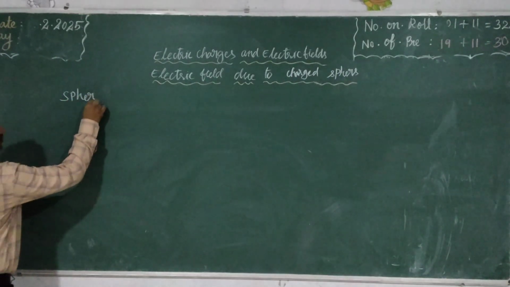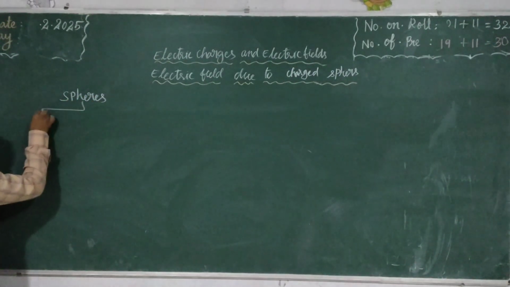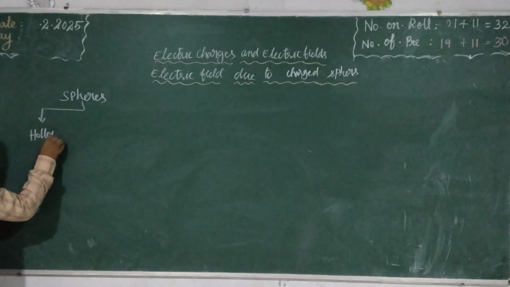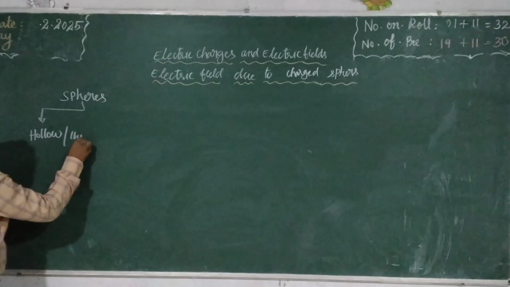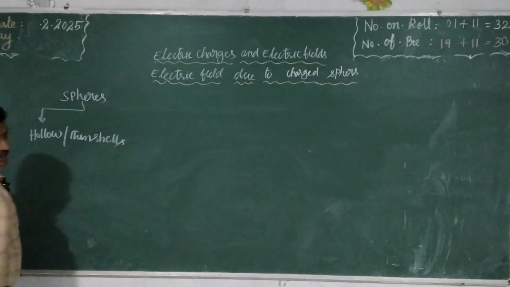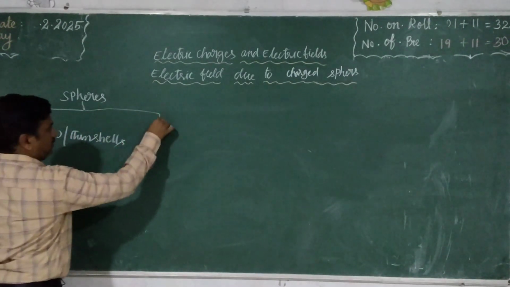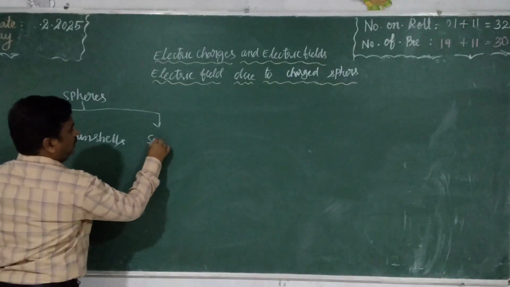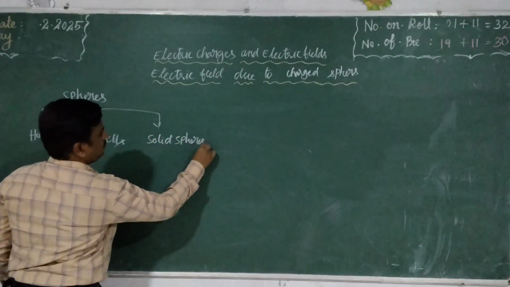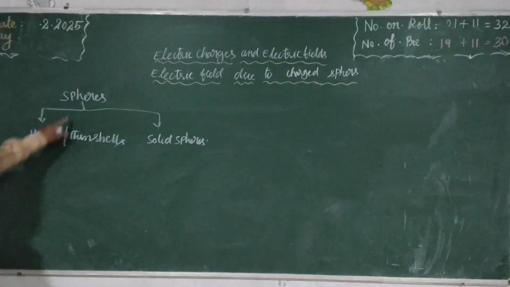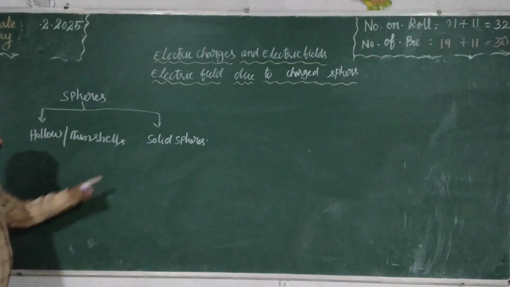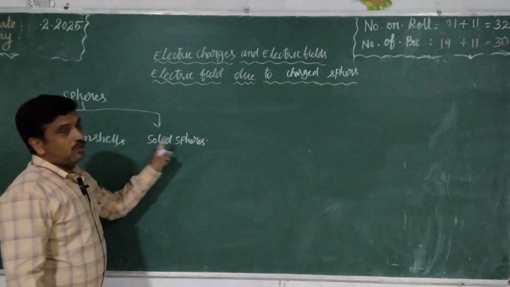See, one is hollow spheres or thin shells. The second one is solid spheres. We have two types of spheres: hollow spheres, or thin shells, and solid spheres.